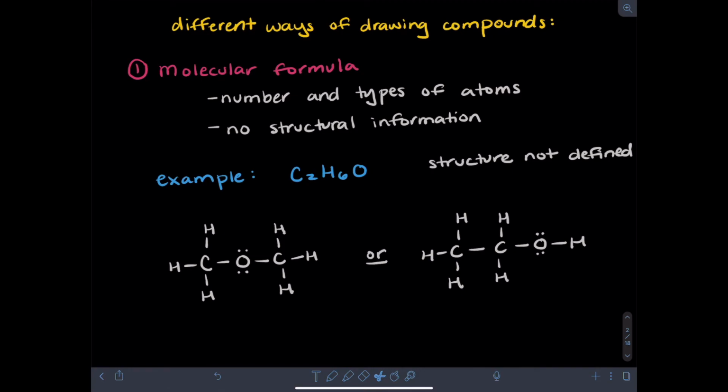And I can actually think of two different structures. One possibility is you have carbon, oxygen, carbon. And in the other possibility, you have carbon, carbon, oxygen. In each of these structures, I have 2 carbons, 6 hydrogens, and an oxygen, but these are different compounds. Because they are not the same compound and they have the same molecular formula, we could describe these two compounds as constitutional isomers of each other.